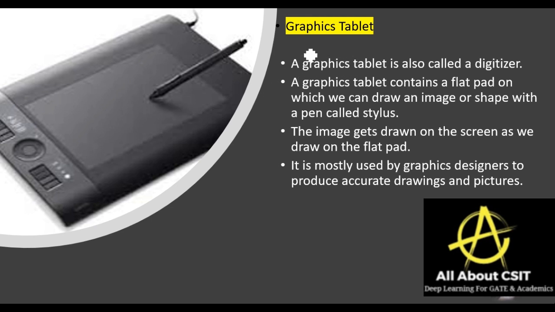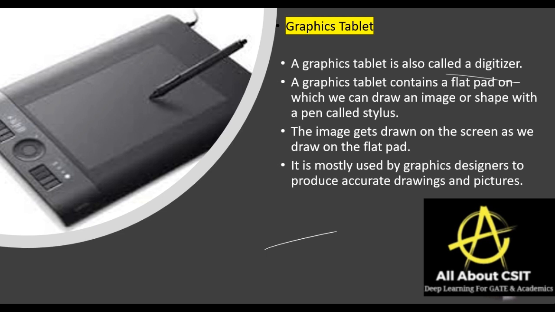Another thing is a graphics tablet. A graphic tablet is also called a digitizer. It contains a flat pad on which we can draw an image or shape with a pen called a stylus. Here, if you see, this is a graphics tablet. With the help of the pen on this flat surface, whatever I am writing here, you are going to see on the screen.